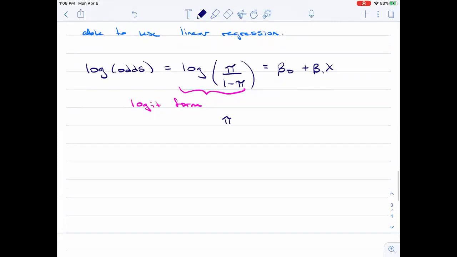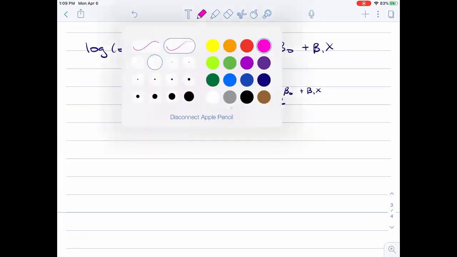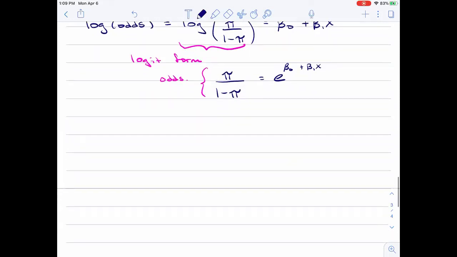But if I take the exponent of both sides, I get pi over 1 minus pi is e to the beta naught plus beta 1x, right? So here, what I've got, pi over 1 minus pi, these are the odds, right? So far I've unraveled to the odds, and what I'm trying to do is solve for pi. I've got this little bit of mix up because there's 2 pi's, but nothing we can't handle, okay?